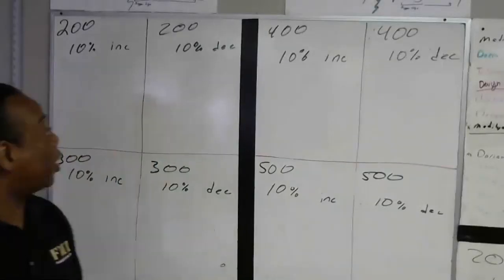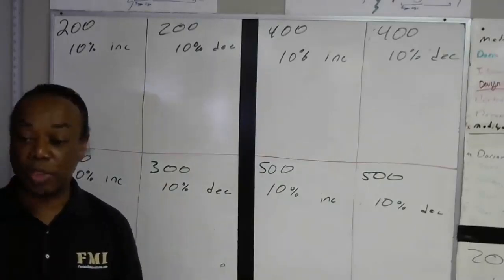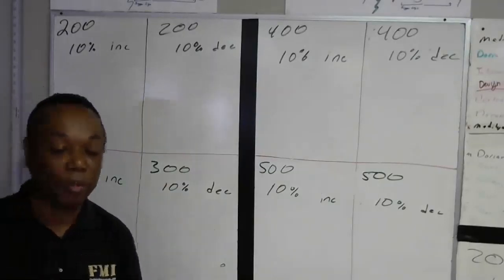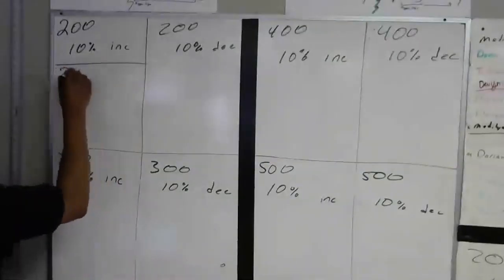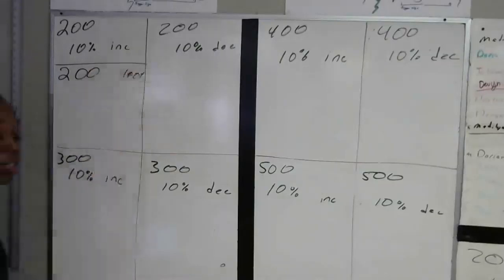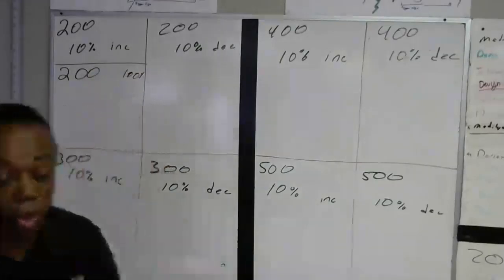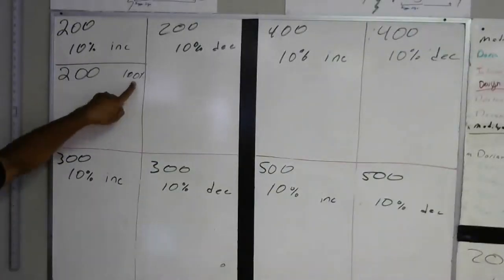Okay, I want to talk about how to take 10% of a number and increase it or decrease it. So basically 10%. We're starting off with 200. 200 represents 100%. It's everything right now. That's the original number. So you write down 200 and then call it 100%.